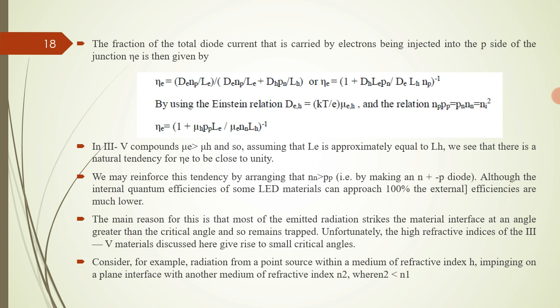So here the fraction of the total diode current which carries the electrons injected by the p type of the junction is given by the expression below. This expression denotes the electrons being injected into the p type of the junction from the n type.